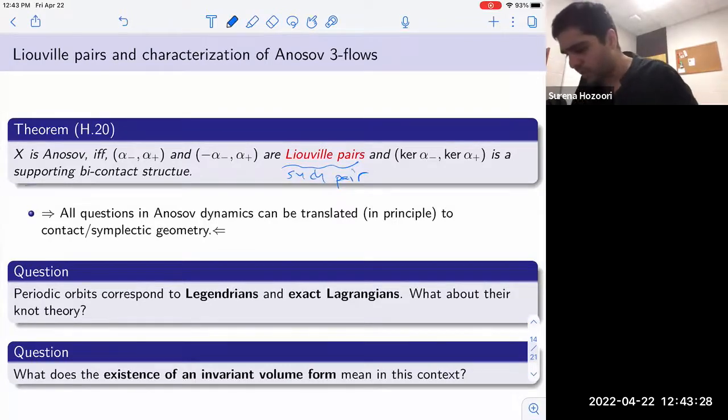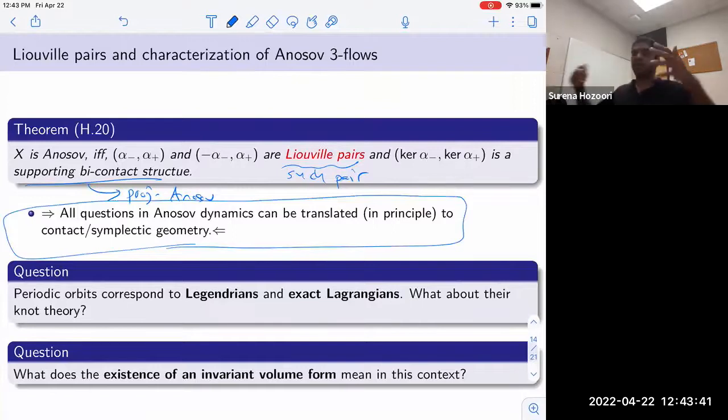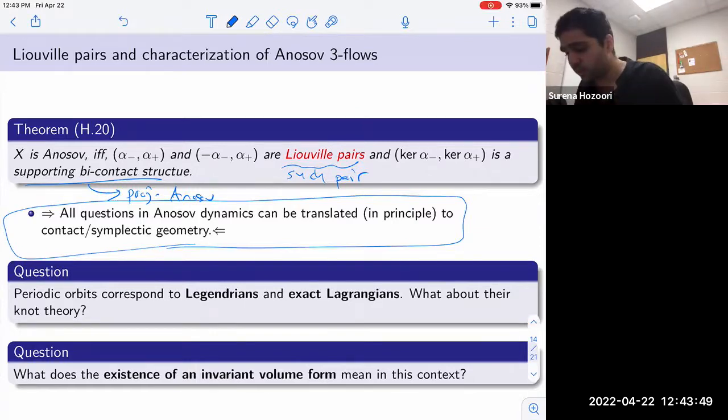And so notice that the second part is equivalent to being projectively Anosov, and this extra condition from Liouville geometry would guarantee Anosovity. Notice that this also means that all the questions in Anosov dynamics, at least in principle, we can translate into questions in contact and symplectic geometry. That's what this characterization is telling us.